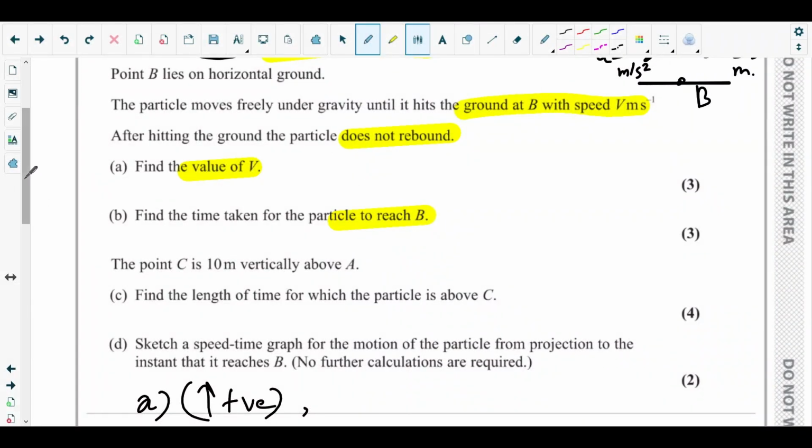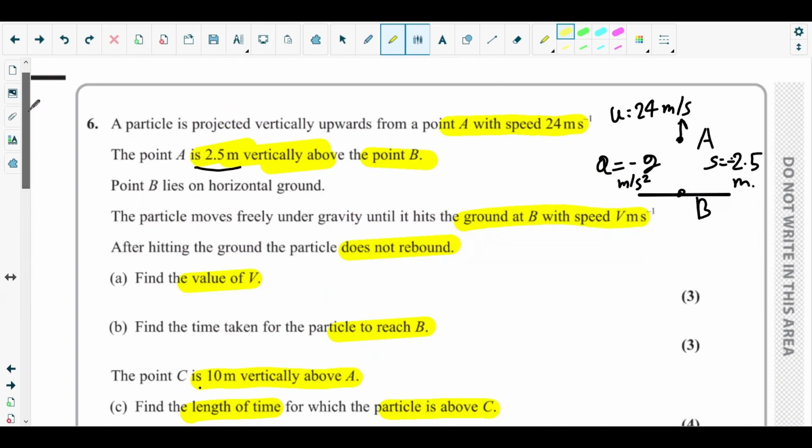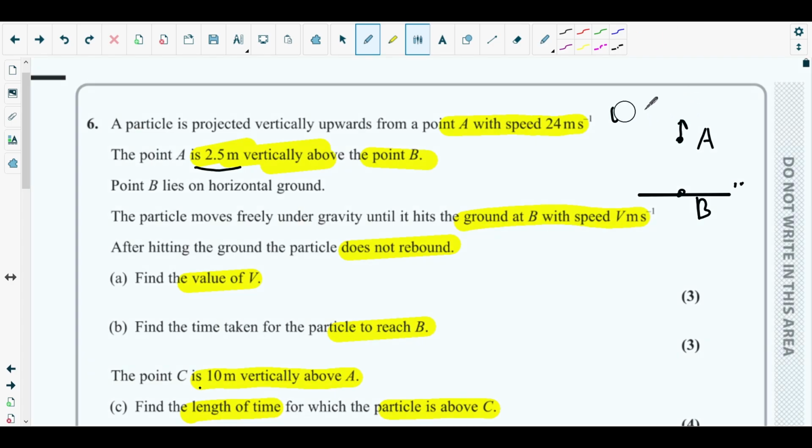Okay, so next is part C. The point C is 10 meters above point A. Part C asks us to find the length of time for which the particle is above C. So let's consider the figure here. We need to erase everything there. Okay, now have a look.